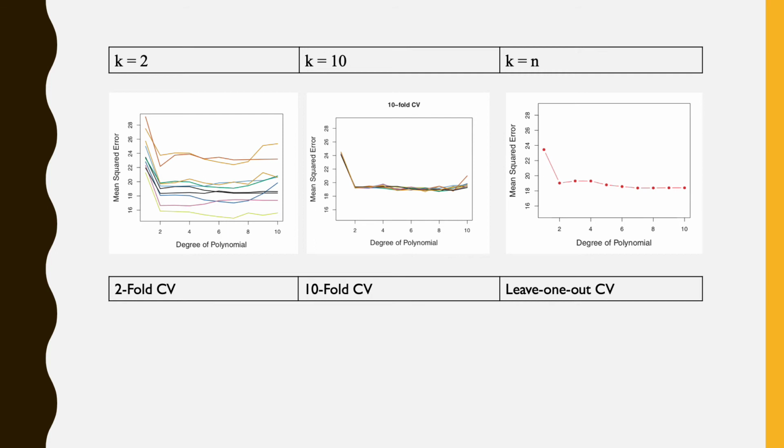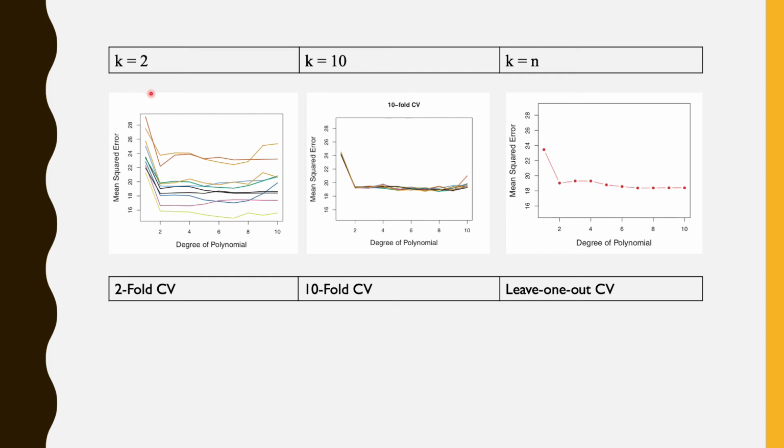So let's compare different k for k-fold cross-validation. In k-fold, we randomly divide the set of observations into k groups, or folds, of approximately equal size. So what we are doing is that we treat the first fold as our test set, and the method is fit on the remaining k minus 1 folds. The mean squared error is then computed on the observations in the held out fold, okay?